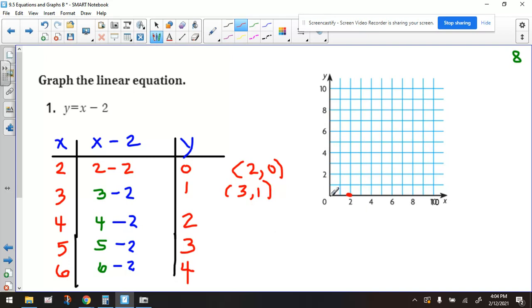Let's plot 3, 1. Over 3, up 1 would be here. Here we have the ordered pair of a 4 and a 2. And if we plot that, we have to go over 4 and up 2. And here we have the ordered pair of a 5 and a 3.